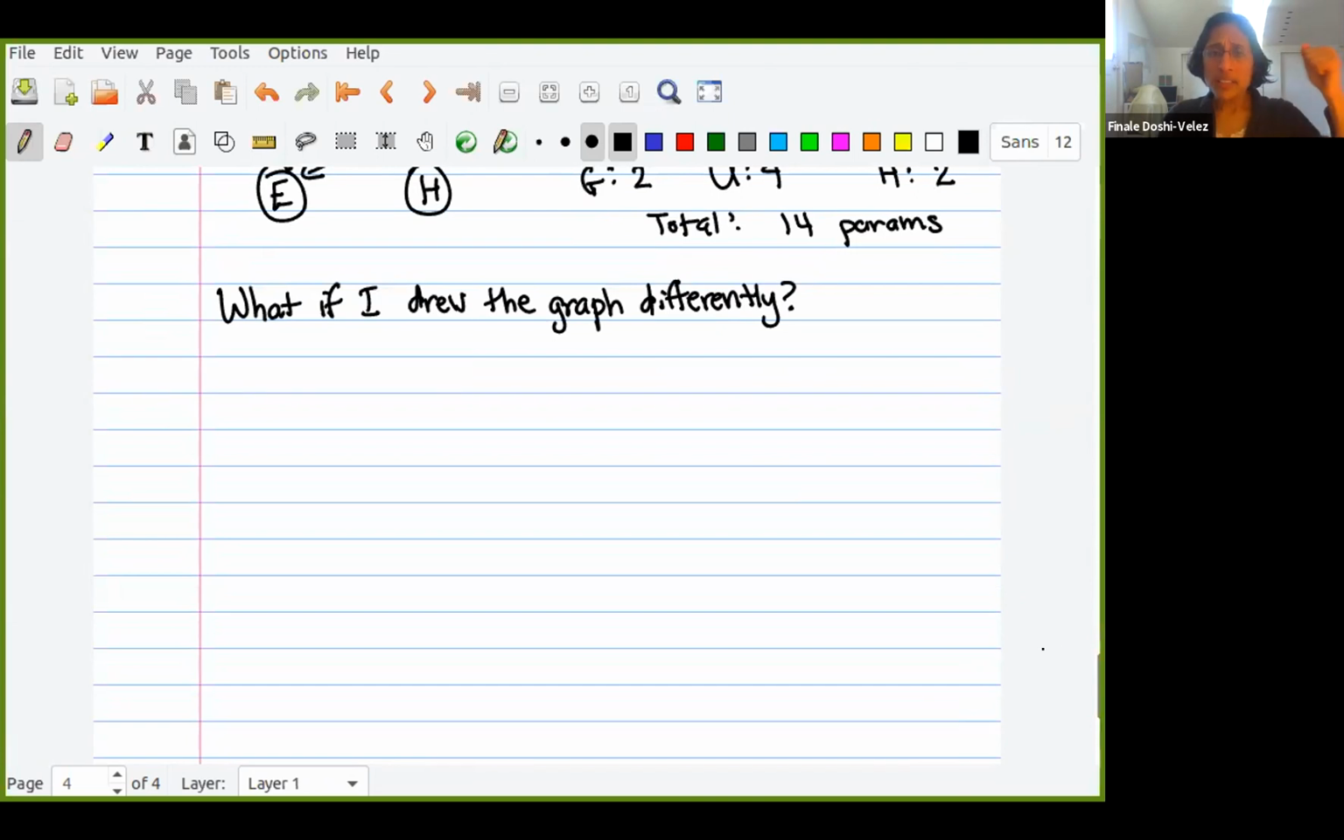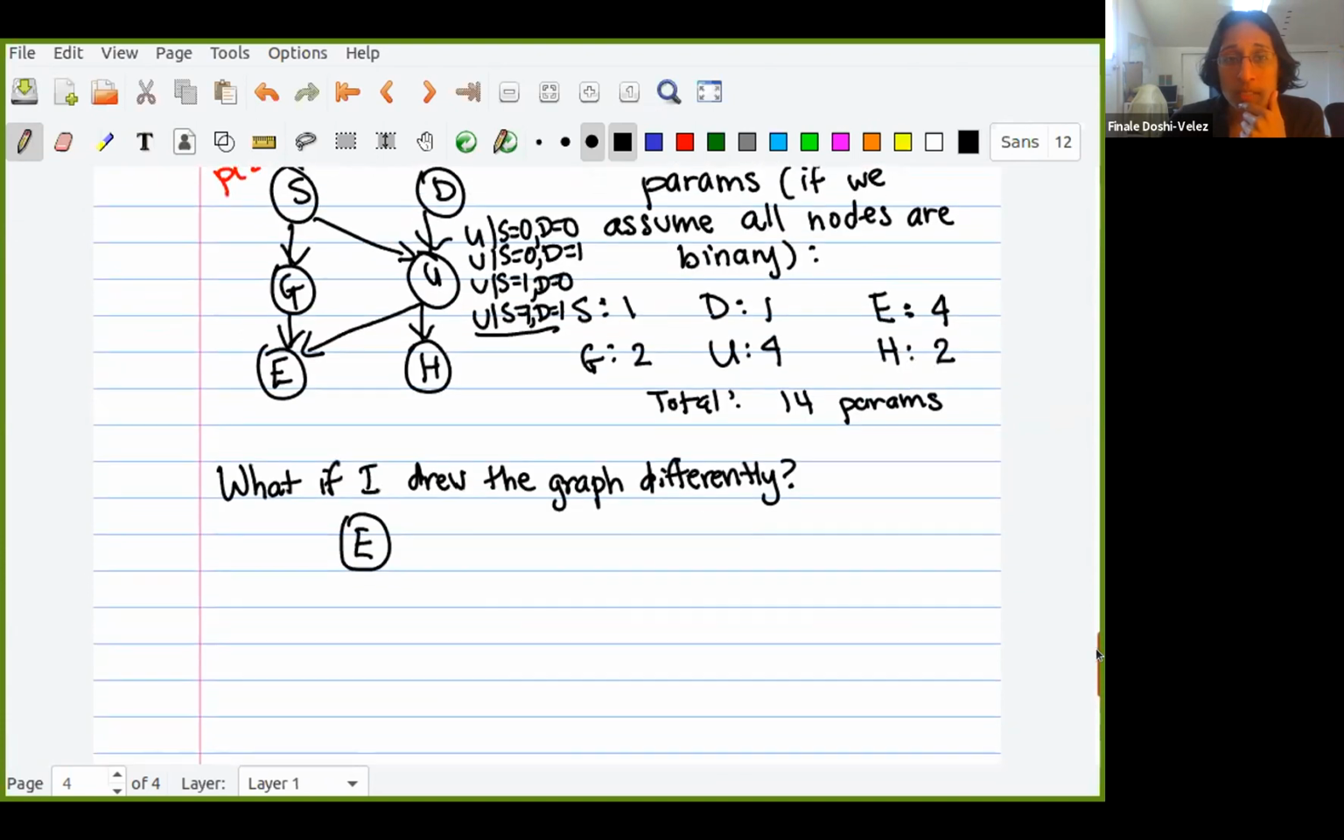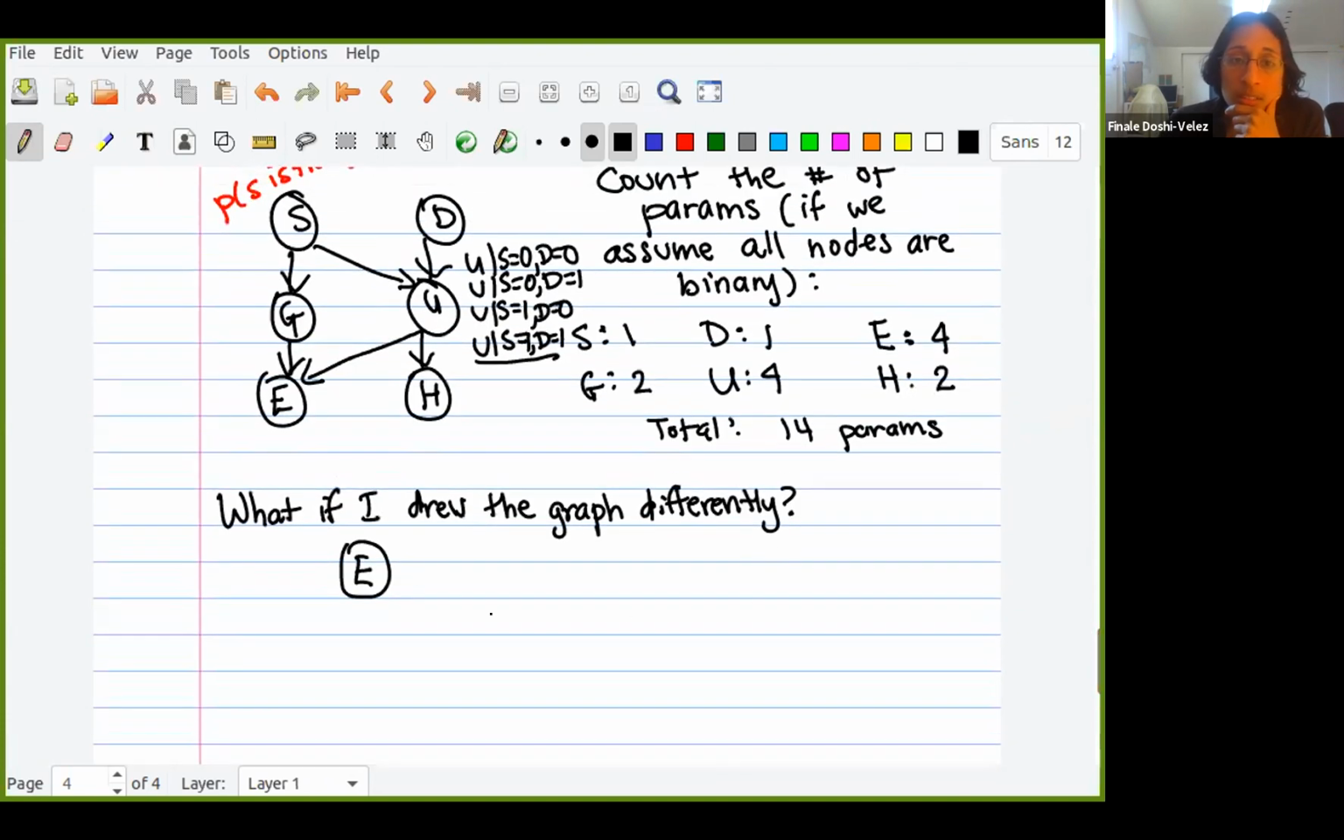But potentially I could draw the graph differently. And I could say, well, I insist on drawing E first, right? Because I want to do that. I want to sample E first. So if I sample E first, and then I insist that I want to sample H second. Let me move this up so we can see both at the same time. I'm going to insist on sampling H second. Well, I'm going to need an edge from E to H, because in this graph over here, there is a relationship between E and H.